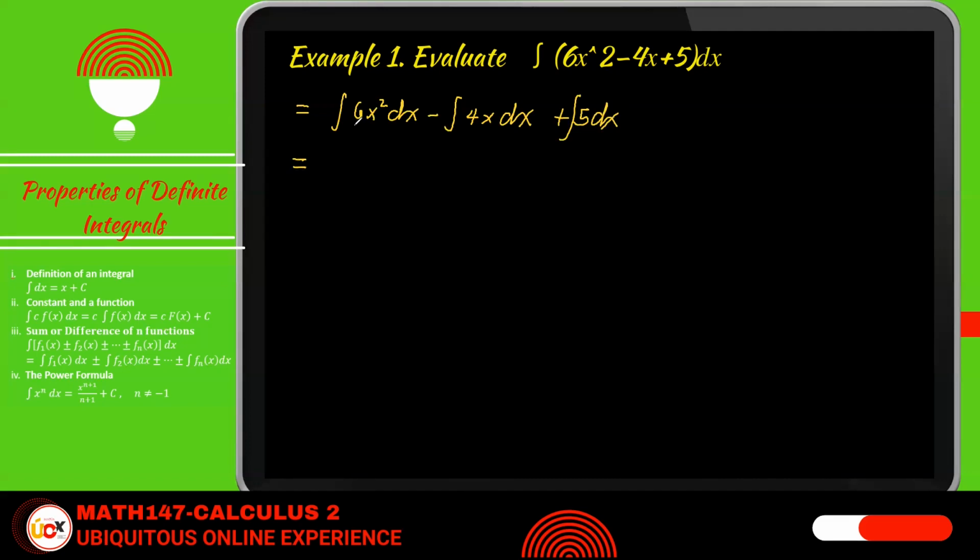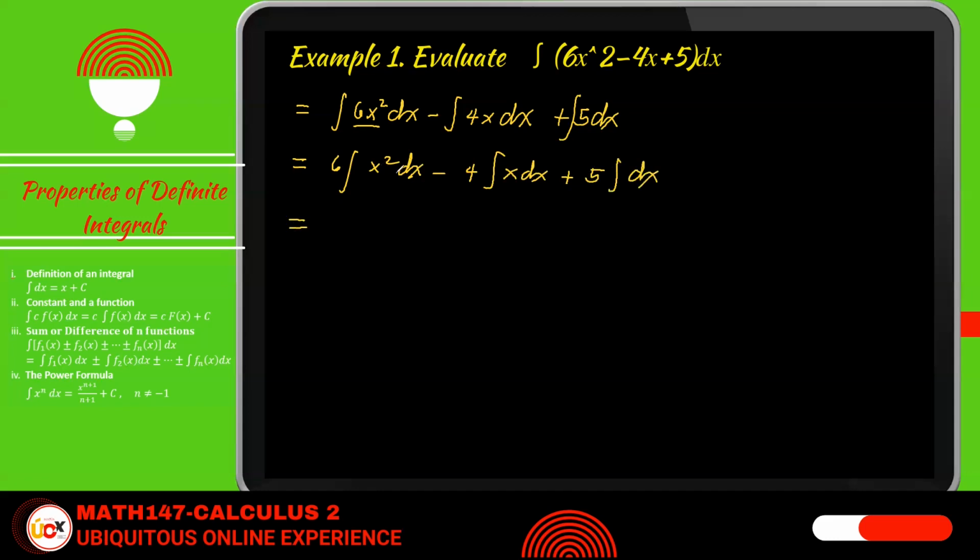Because this product contains a constant and a function, applying formula number 2, which states that the integral of a constant and a function dx is c times the integral of f of x dx, you factor out the constant, which is 6, times the integral of x squared dx. You do the same for the rest of the terms: you factor out the constant, 4 times the integral of x dx plus 5 times the integral of dx.